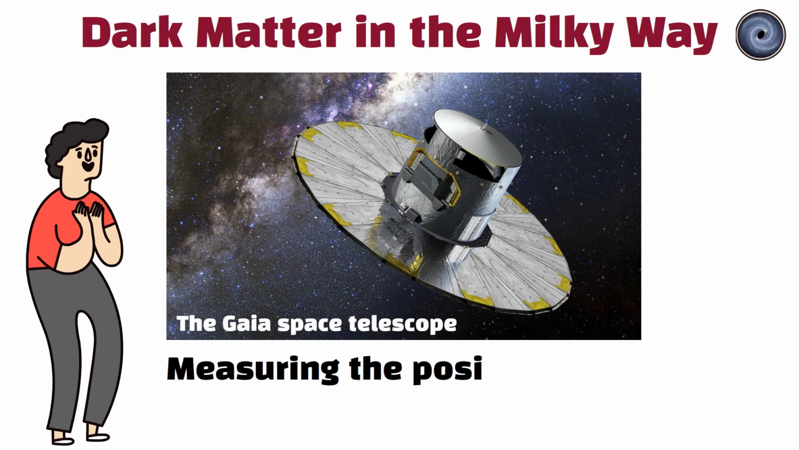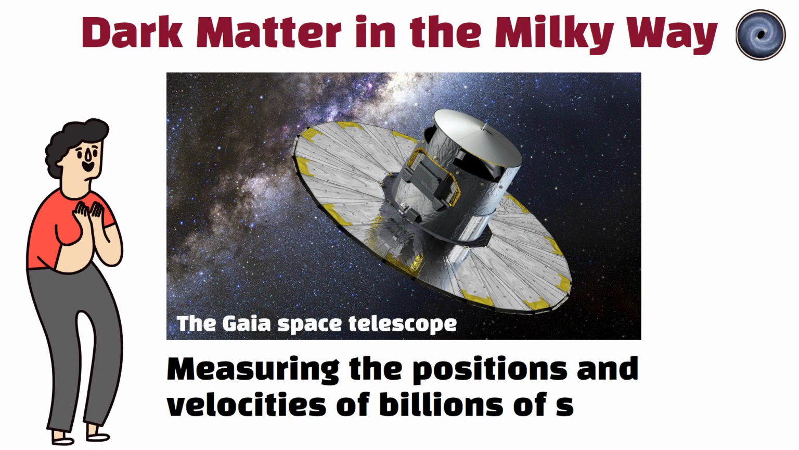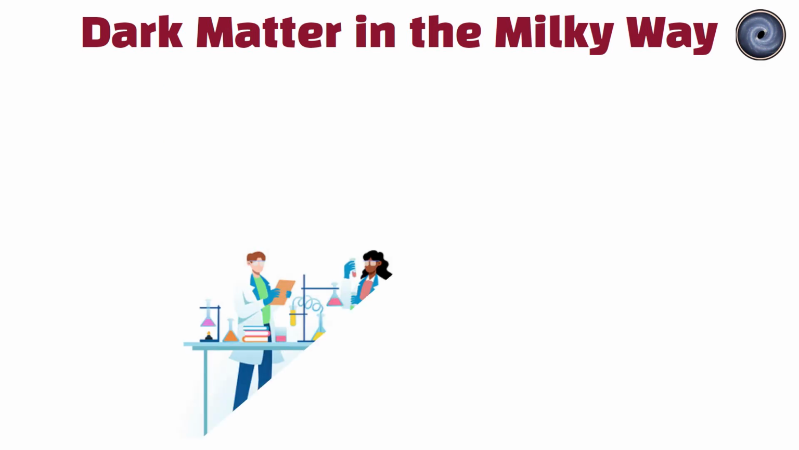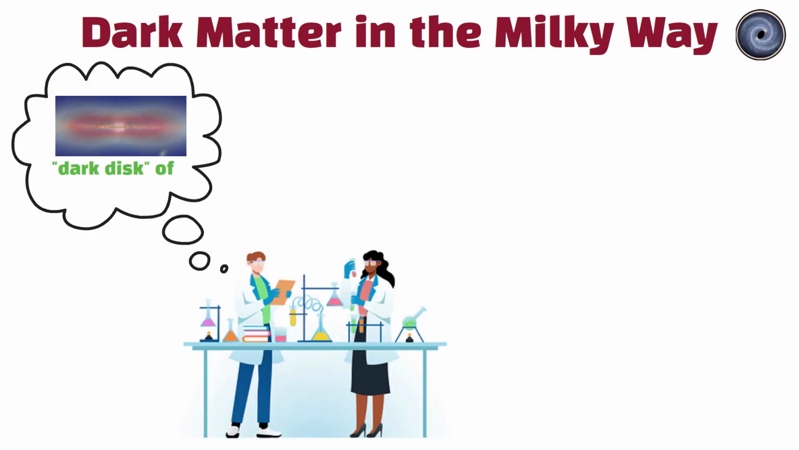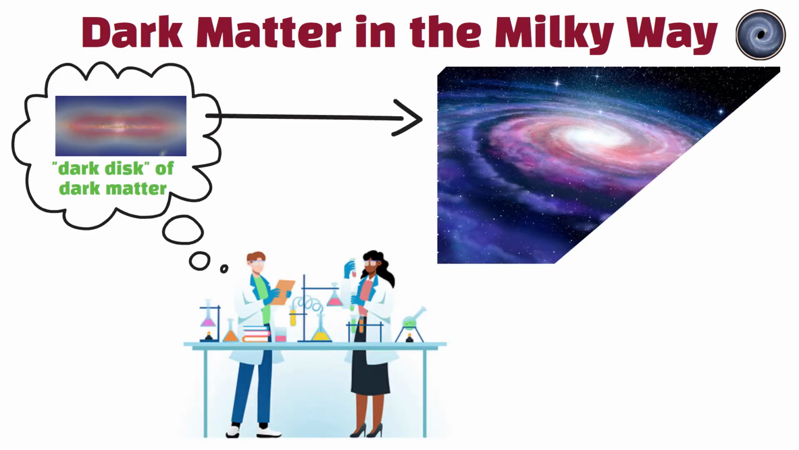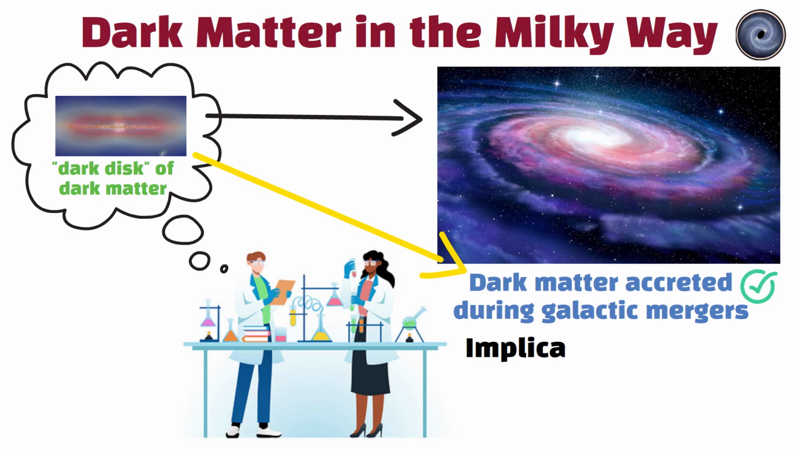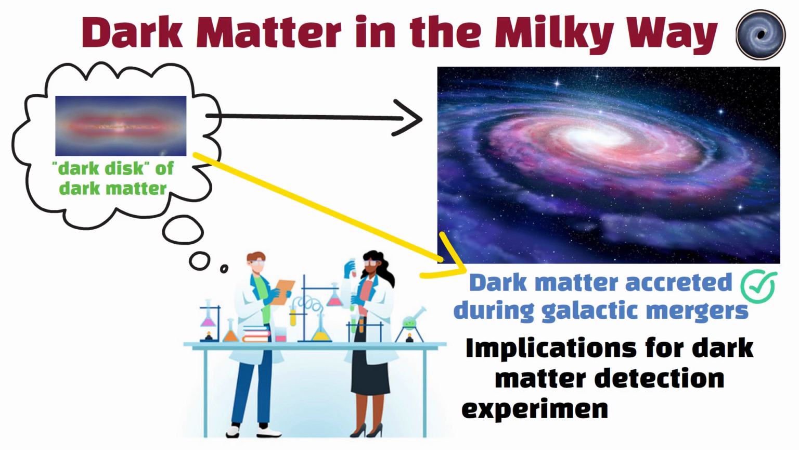By precisely measuring the positions and velocities of billions of stars, Gaia allows scientists to refine models of our galaxy's dark matter halo. Some researchers propose that a dark disk of dark matter might exist within the Milky Way. This flattened structure could form from dark matter accreted during galactic mergers. If confirmed, it could have implications for dark matter detection experiments on Earth.